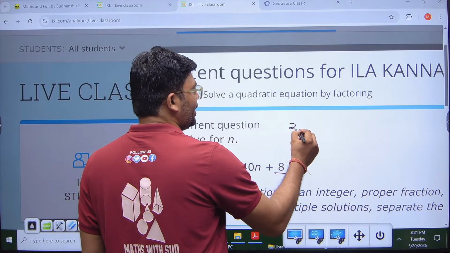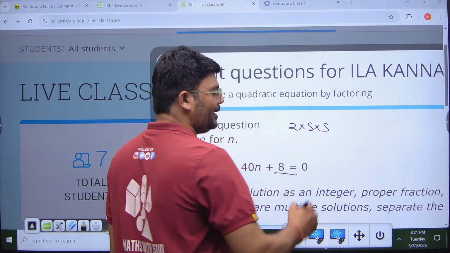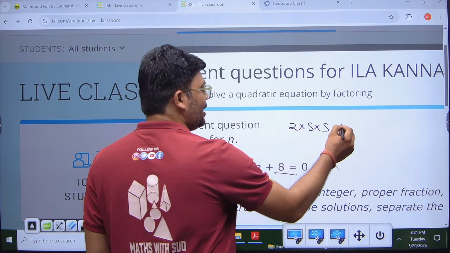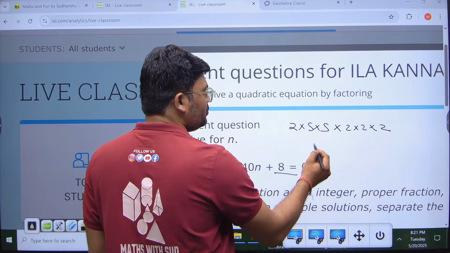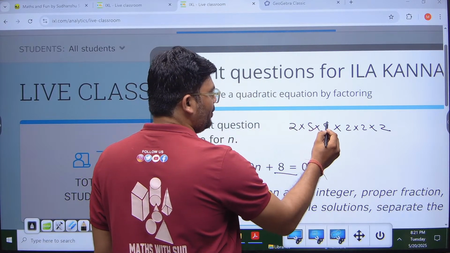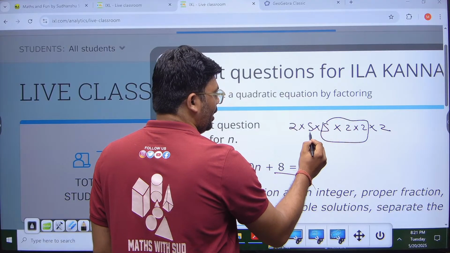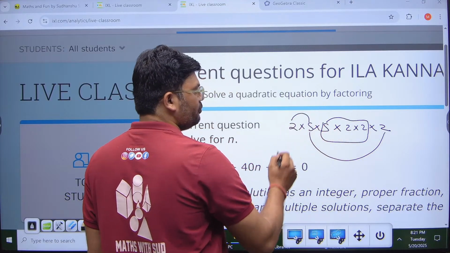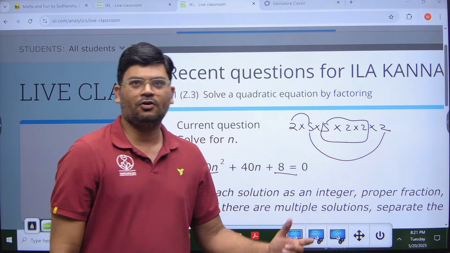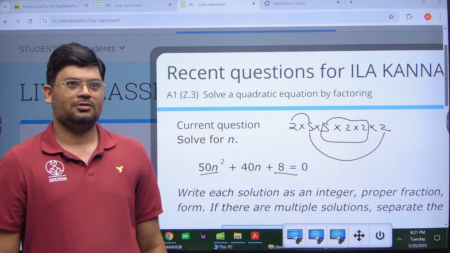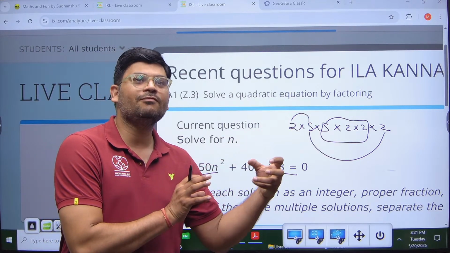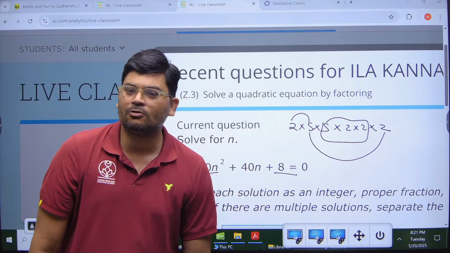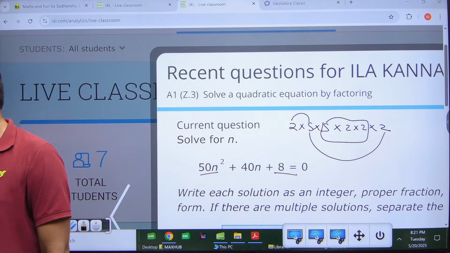So 50 can be written as 2 into 5 into 5, right? And 8 can be written as 2 into 2 into 2. So between these two numbers you can find 5 into 4 is 20 and 5 into 4 is also 20. So 20 and 20 is 40. Always do like this. Don't multiply them. Just write them in the form of multiplication and immediately break it down to the prime factorization.